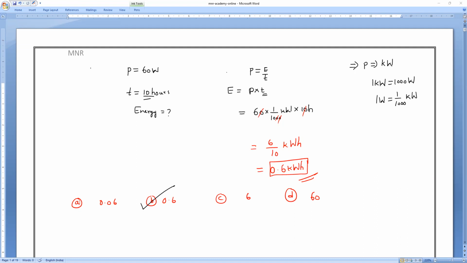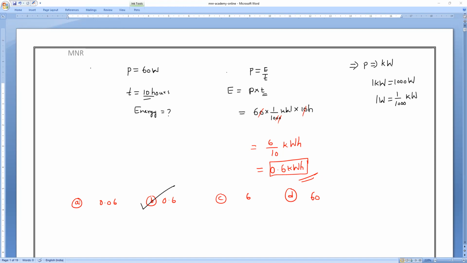Not solved, solve again. Any doubt you can ask. Clear, all of you? Next question.